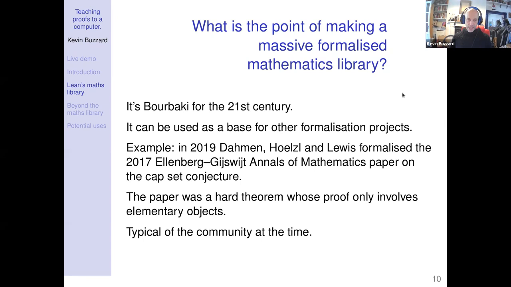But as I say, at the time we were slightly limited in what we could do, because we didn't have more complicated mathematics. We didn't have any algebraic geometry. We were a long way from formalizing a 2017 Annals of Mathematics paper in algebraic geometry, because we didn't have the definition of the category of schemes. I think maybe we'd only just got it.